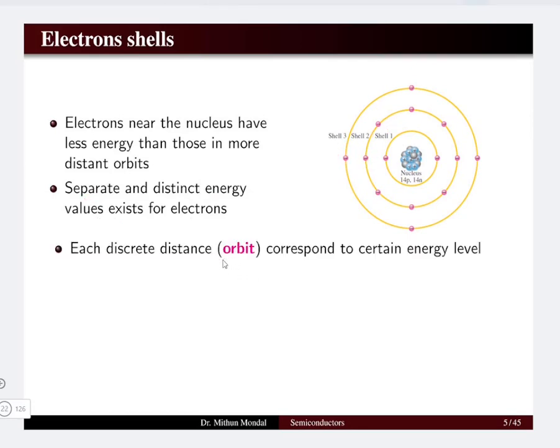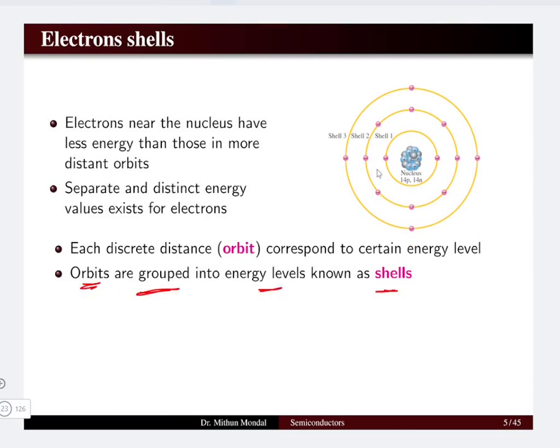So the orbit is basically the discrete distance which corresponds to a certain energy level. So this energy level of the electrons is known as the orbit, which is at a certain distance from the nucleus. If we group the orbits in the energy level, that is known as the shell. Means if we take one orbit, a lot of electrons will be there, and if we combine the orbits, grouping them, that is known as the shell.